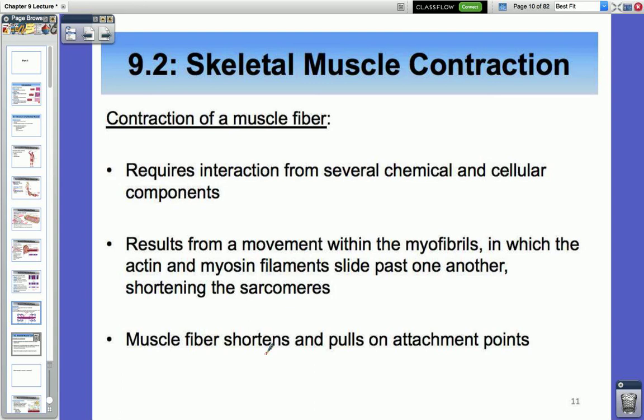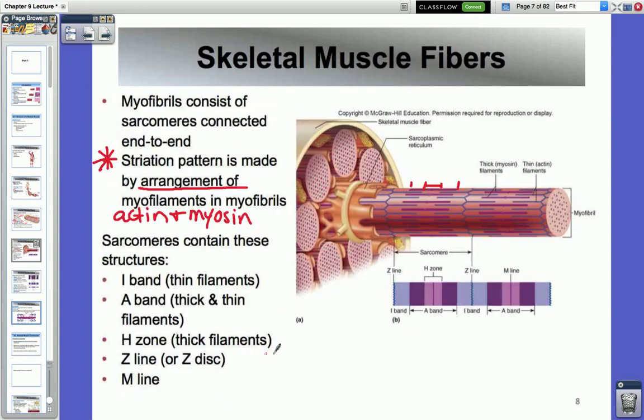I'm going to go back to this slide here. So when these two do join, when contraction does happen, the myosin, which is here, those myosin heads will attach to the actin, and those Z-lines that are here will actually pull towards each other. So they'll move closer to each other, which means that the muscle cell or that sarcomere is going to shorten.